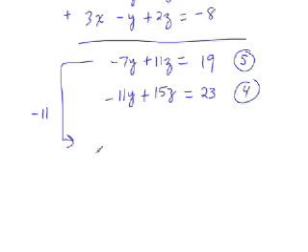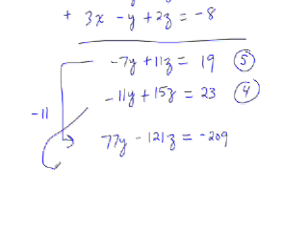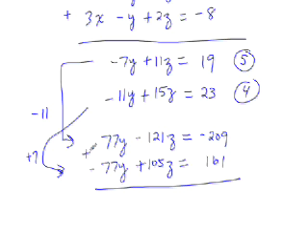Giving us negative 7y times negative 11, positive 77y. Positive 11z times negative 11 is a negative 121z. And positive 19 times negative 11 gives us a negative 209. We will then multiply the bottom equation by a positive 7. Negative 11y times positive 7 is a negative 77y. Positive 15z times positive 7 is a positive 105z. And finally, positive 23 times positive 7 is a positive 161. And we will go ahead and add those two equations together.